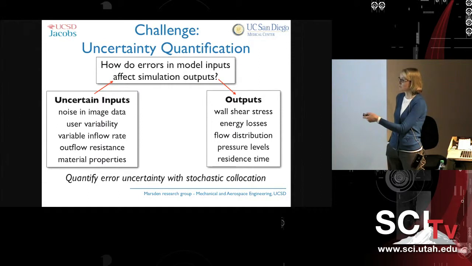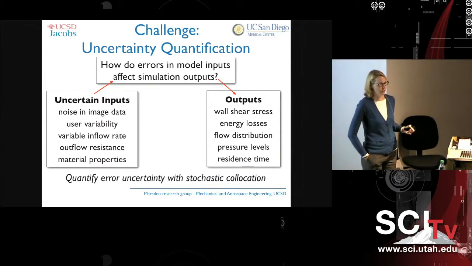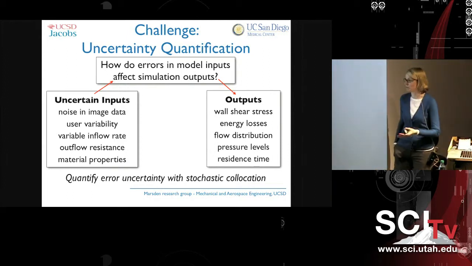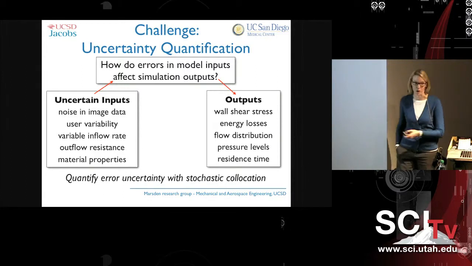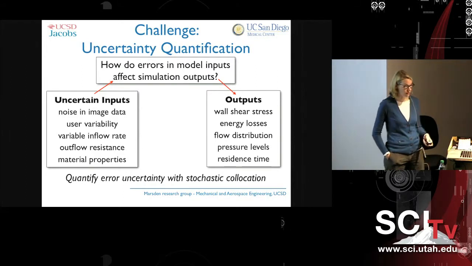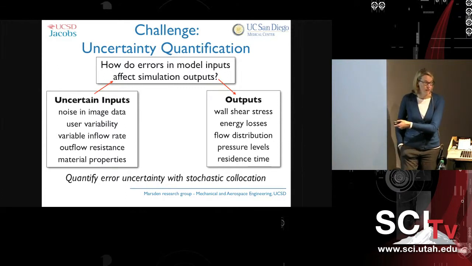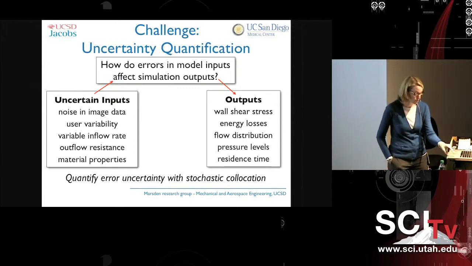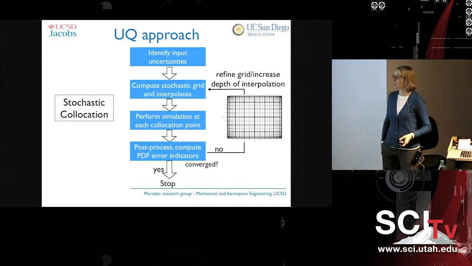We're interested in measuring from our simulation some kind of clinically relevant parameter. We're looking at wall shear stresses, energy loss, flow distribution, pressure levels, particle residence times, and those sorts of things. And these are quantities that we would like to put error bars on, depending on these inputs. We've been doing this with stochastic collocation. So we identify a set of input uncertainties.